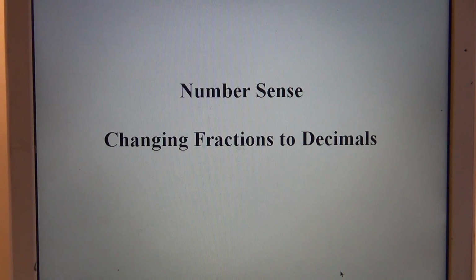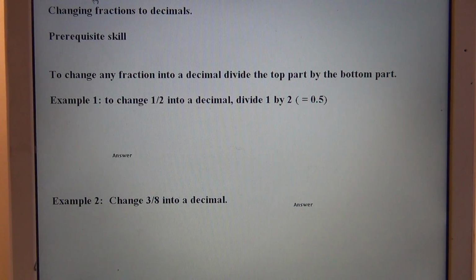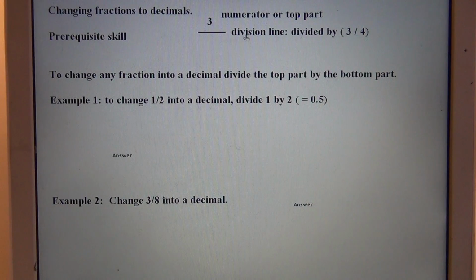It's a fairly simple skill. Again, you'll have to know how to do long division. Okay, a prerequisite skill about fractions. A fraction has a numerator or a top part. It has a division line, which actually means divided by, and it has a denominator or a bottom part. This fraction actually means 3 divided by 4.